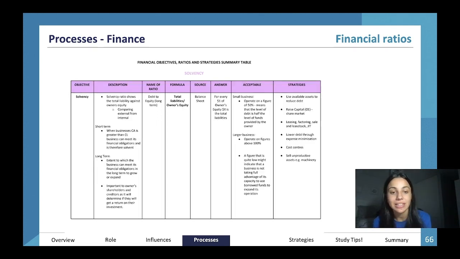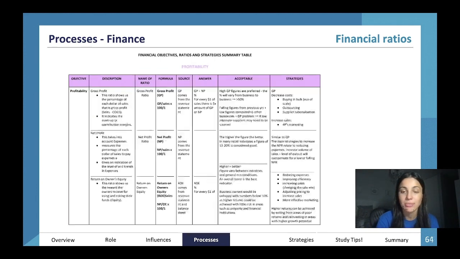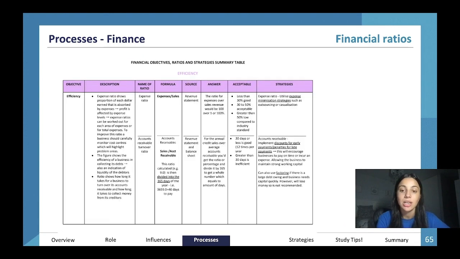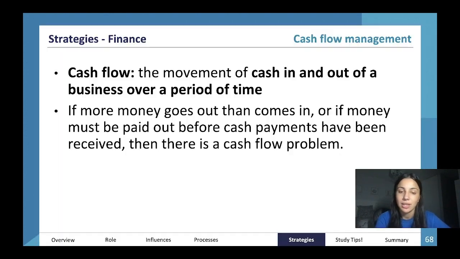And then solvency, which is total liabilities versus owner's equity. You can lower your debt through expense minimization. You can do working capital management strategies. You can do leasing, factoring. There's different strategies that you can use for each, but that's why I really recommend just having a copy of these, because I think that being able to connect your processes with your strategies is a really big game changer, and you'll find that comes up a lot in the exam.